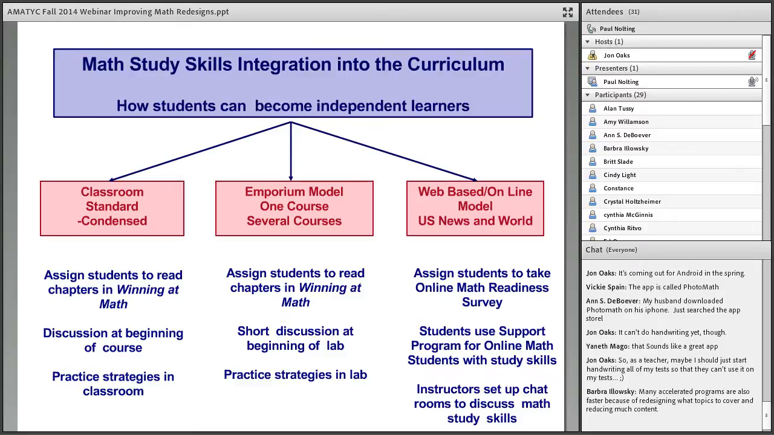And what we do is discuss at the beginning of the course. We practice a strategy in the classroom. The Emporium model, I use the same type of materials. Short discussions at the beginning of the lab, practice in the lab. And the easiest one is this.